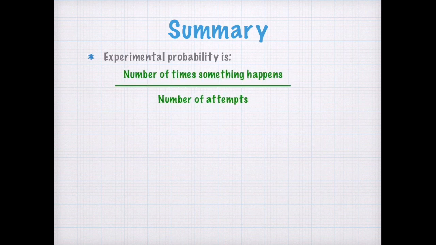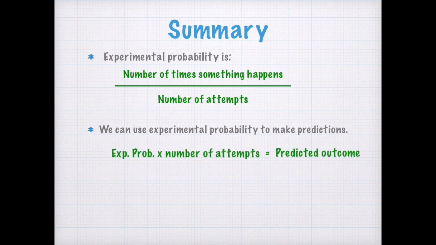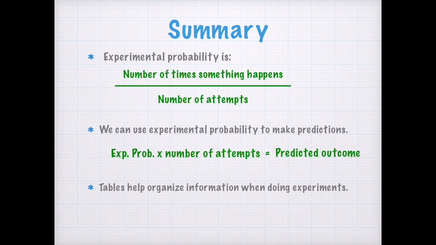Let's summarize what we've learned. We've learned that experimental probability is the number of times something happens divided by the number of attempts. We've learned we can use experimental probability to make predictions, and we do so by multiplying the experimental probability times the number of attempts, and that equals our predicted outcome. And we've learned that tables help organize information when doing experiments.